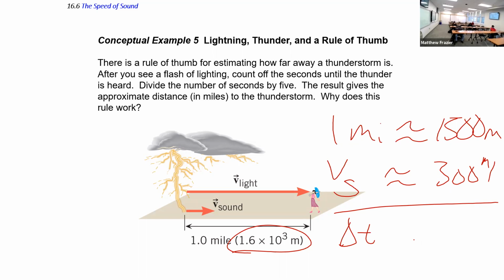So effectively, every 5 seconds is about 1 mile, because every 5 seconds is 1,500 meters. Does that make sense to you guys?